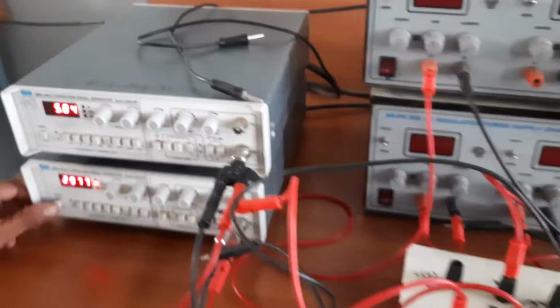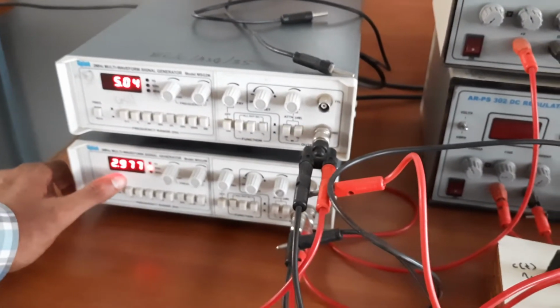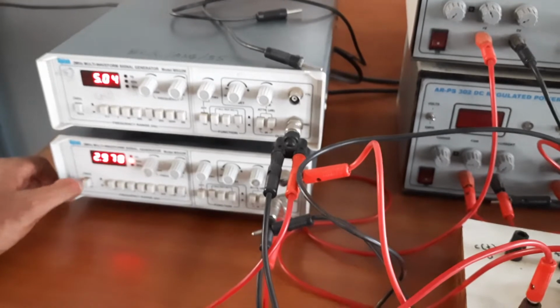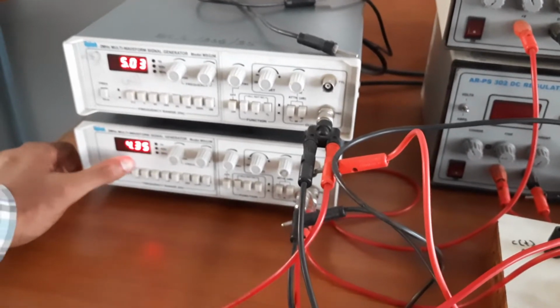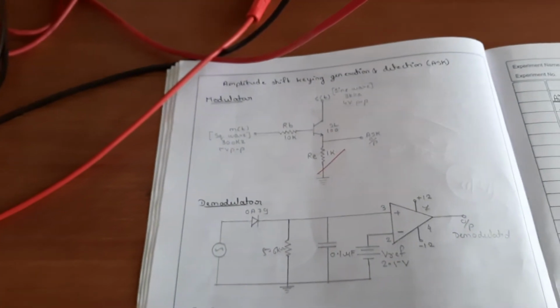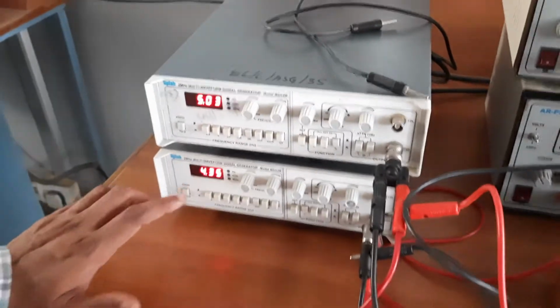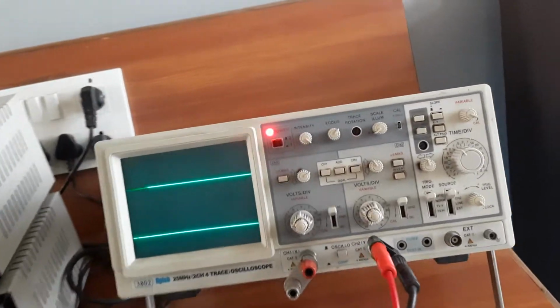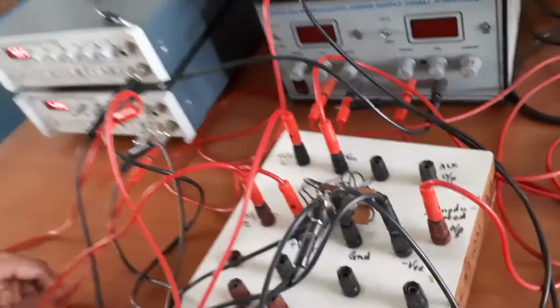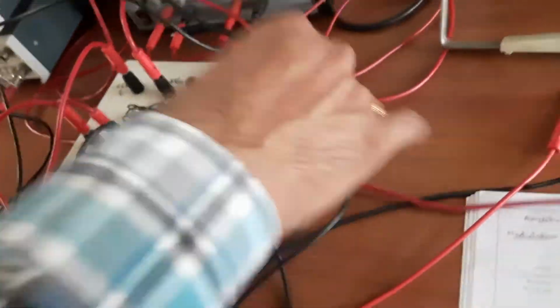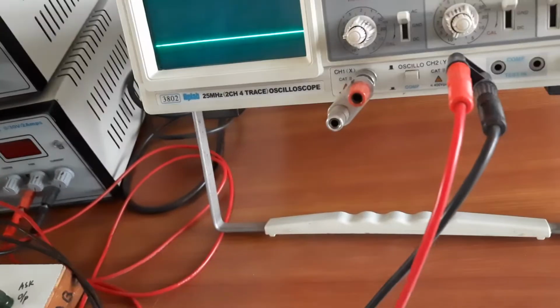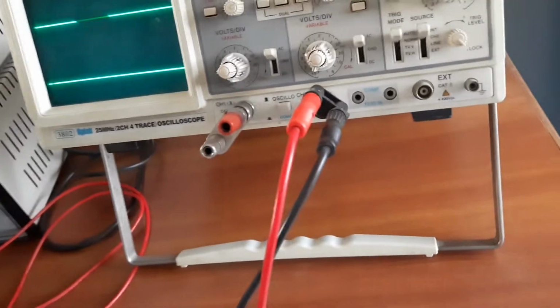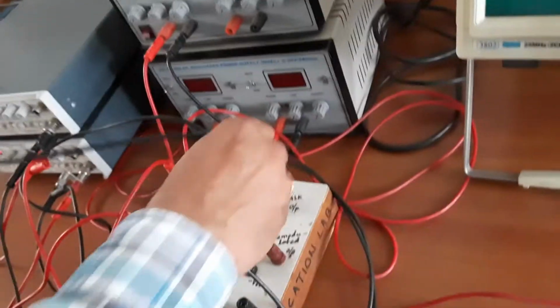And the amplitude is higher than this, 4 volt. You have to set the amplitude to 4 volt, and not more than this. Then you give it to c(t). Next, you have to take the output, that is, the ASK output.